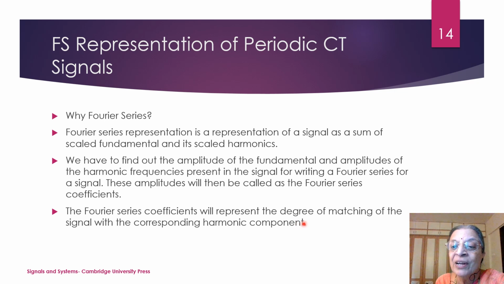Now how far it matches with the fundamental, how far it matches with the second harmonic, how far it matches with the third harmonic, that I go on finding out, and then write down the signal as a linear combination of the scaled fundamental plus scaled versions of different harmonics. That is called the Fourier series representation, and the corresponding scales will then be called Fourier series coefficients.